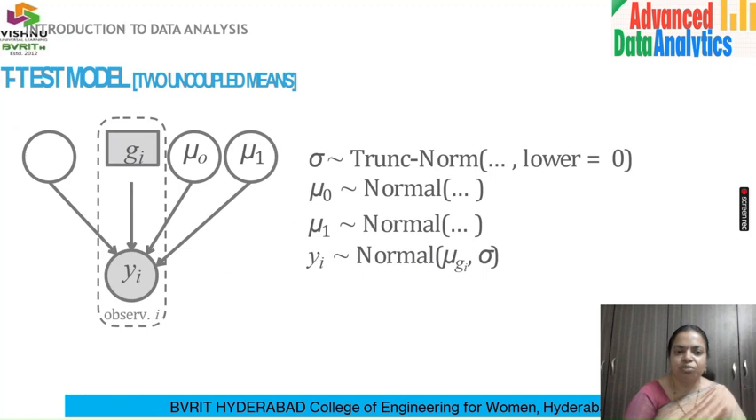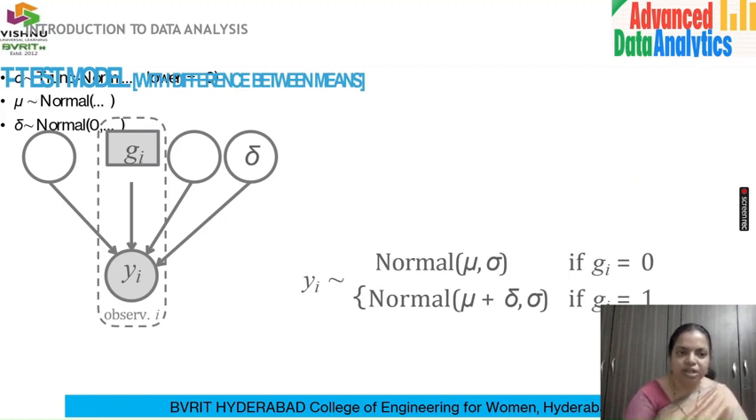Next is the t-test model, where we use g_i as our function, and mu naught and mu 1 are our mean values or median values. Using all these we can find our predicted value, y_i, where y_i is the predicted value for observation i, that is, for the ith observation. Mu naught is called the initial value, and mu 1 is called the next value after the initial value.